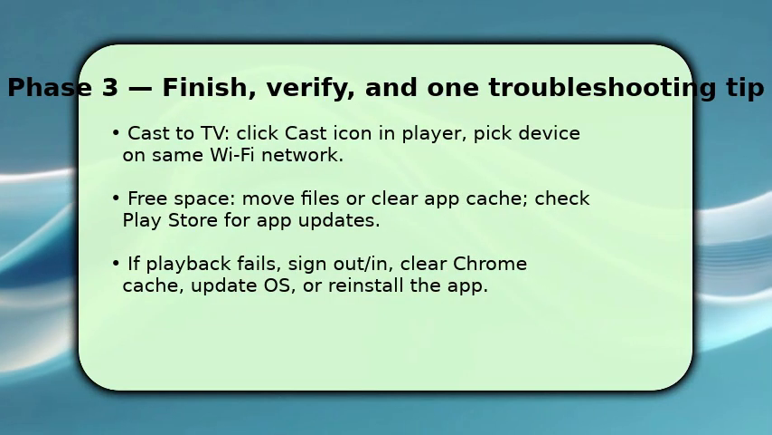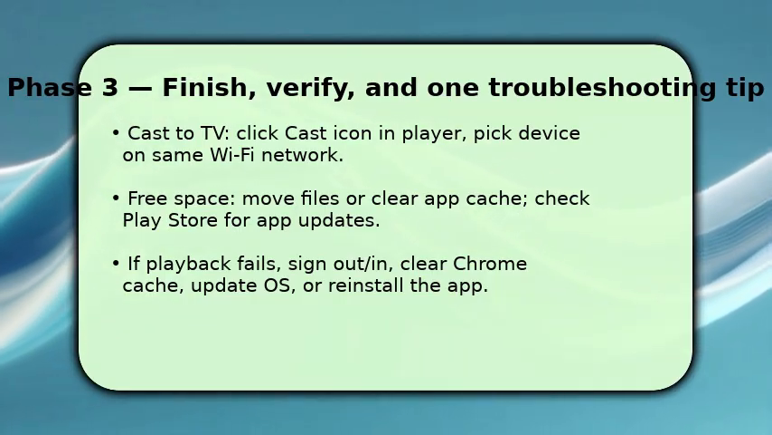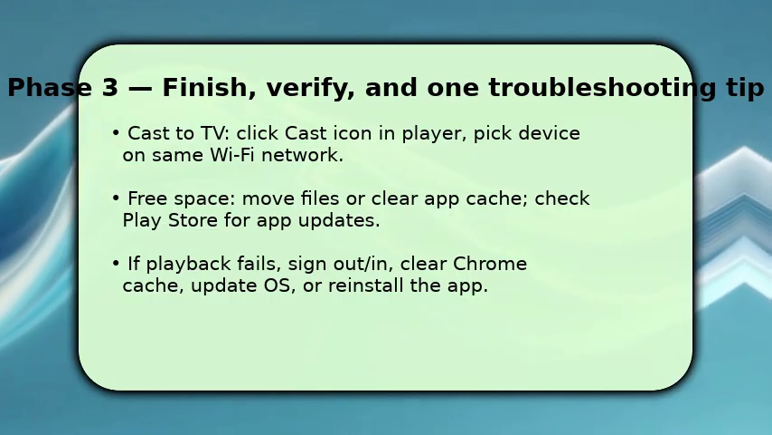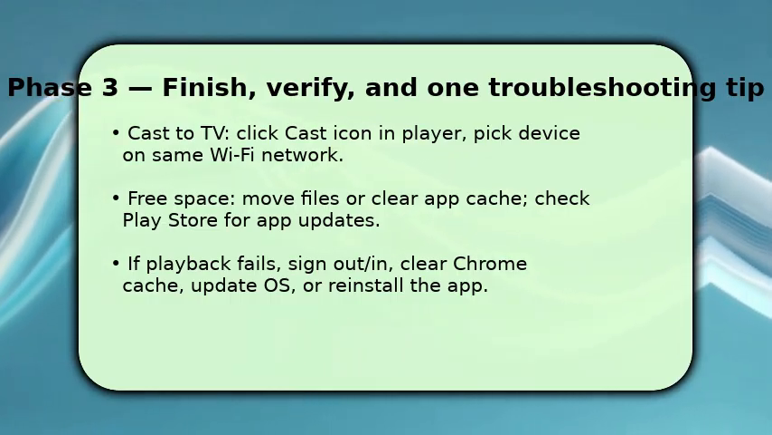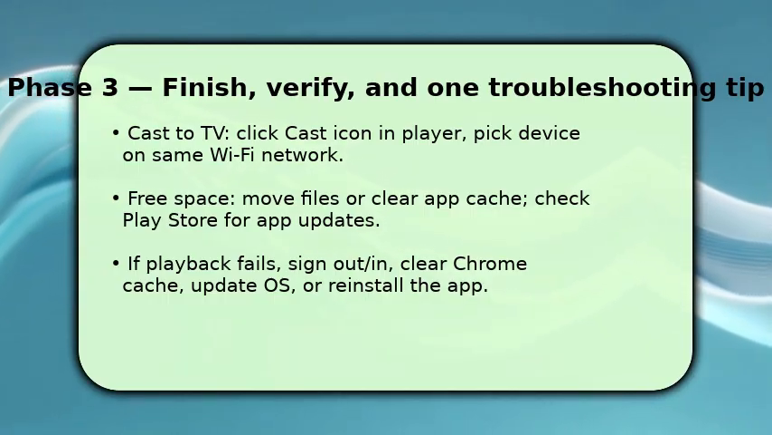To wrap up, connect to external screens by tapping the cast icon in the player and selecting a device on the same Wi-Fi. Manage local storage by clearing the YouTube app cache or removing large downloads. Check Play Store for updates that fix bugs.